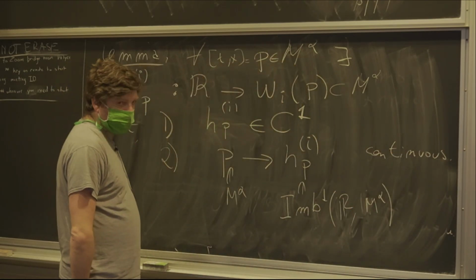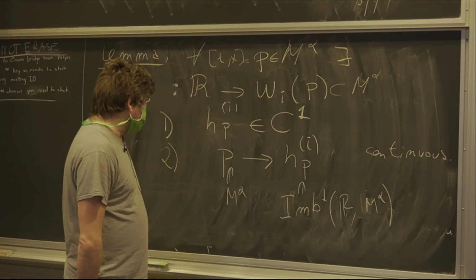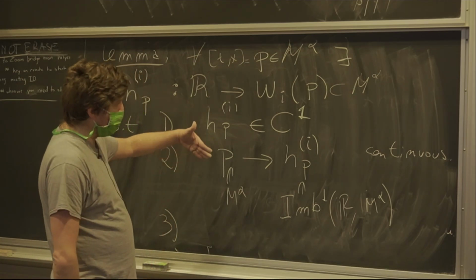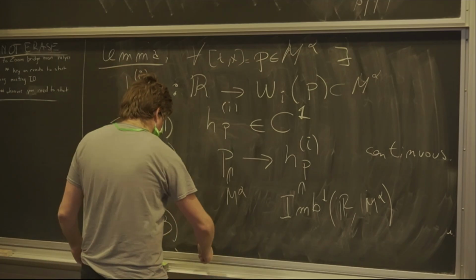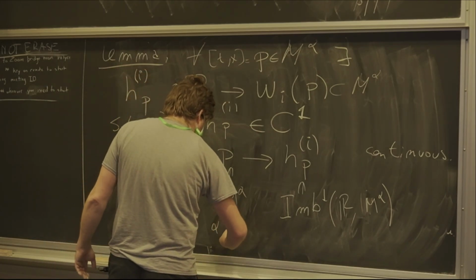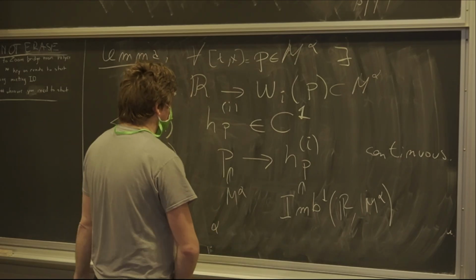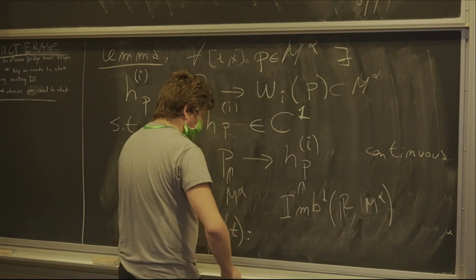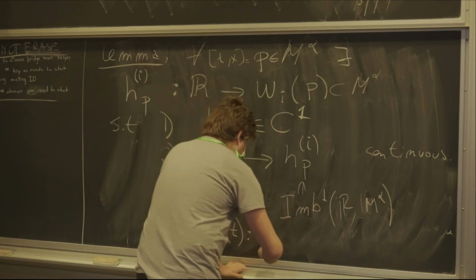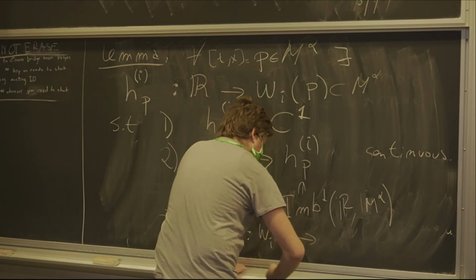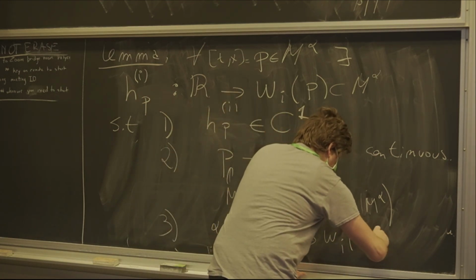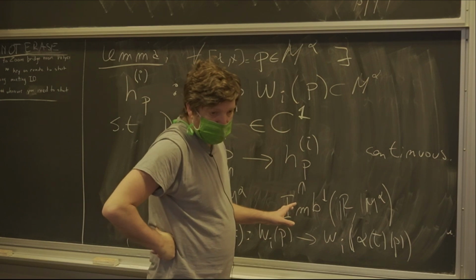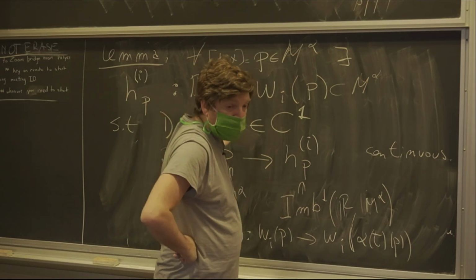So that's the first two things I care about. The third actually doesn't have to do with HP, but allows me to make sense of 4, which is alpha. Alpha of T will map Wi of P into Wi of alpha T of P. And the whole goal of this lemma is to tell you how this looks in the HP coordinates.